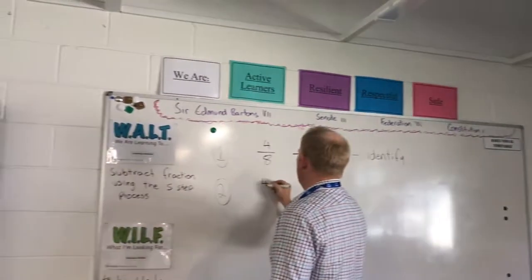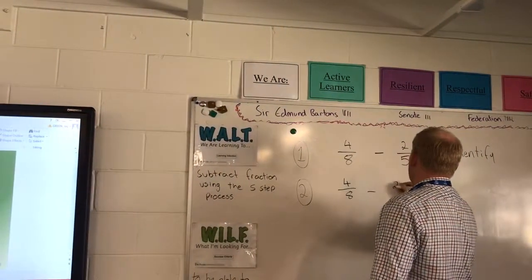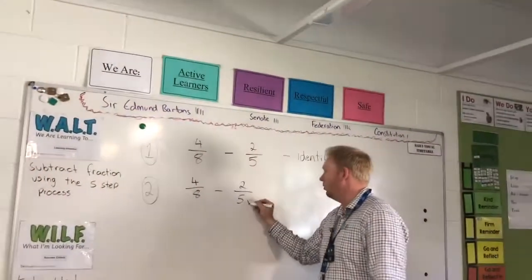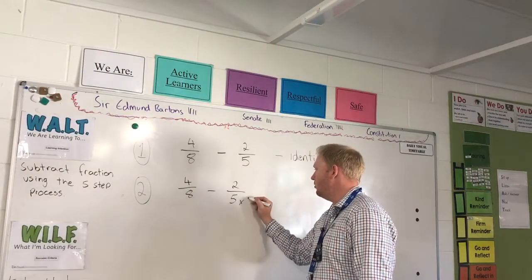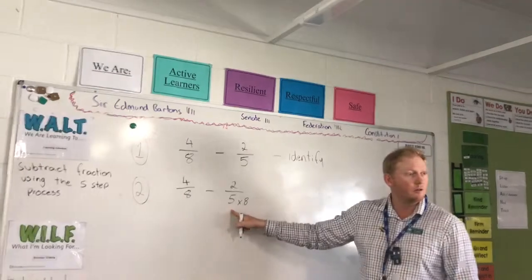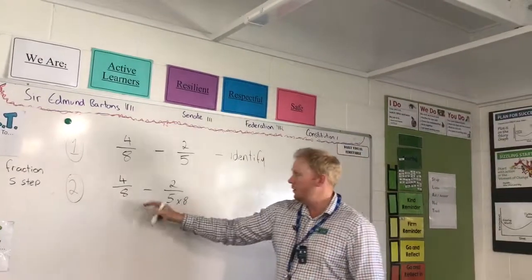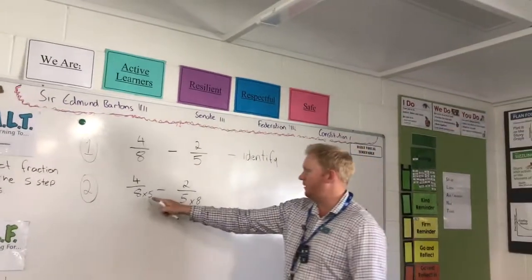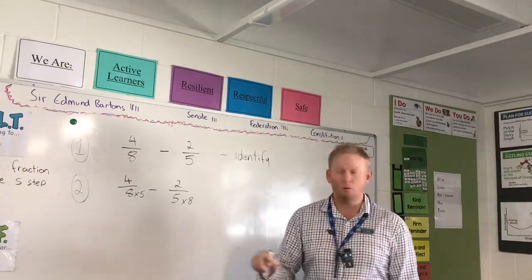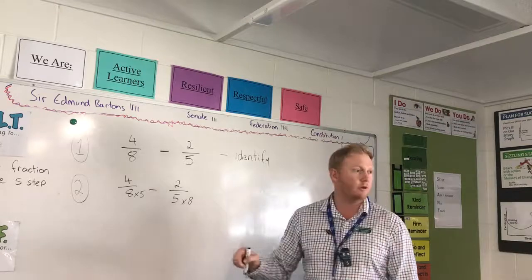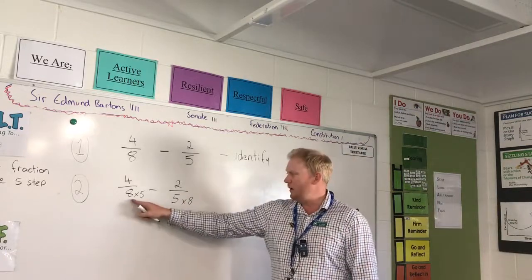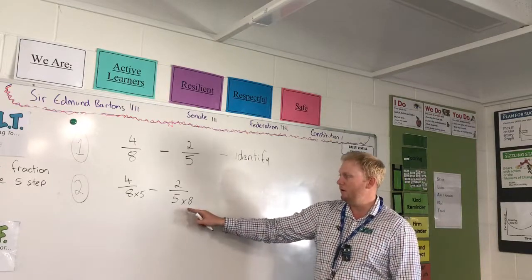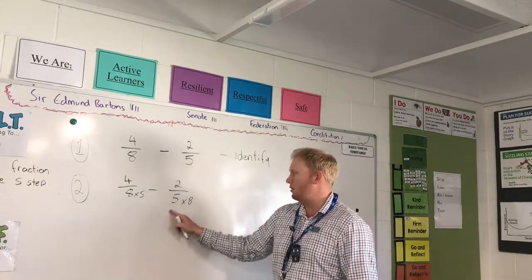So the easiest way to do that, 2 over 5, I'm going to find the lowest common denominator. I'm actually going to multiply each of the denominators by the number that will make 40. Okay, the factors that will make 40. So 8 times 5 is going to make 40. 5 times 8 is going to make 40. If you notice, a really easy way is to multiply each denominator by each other.